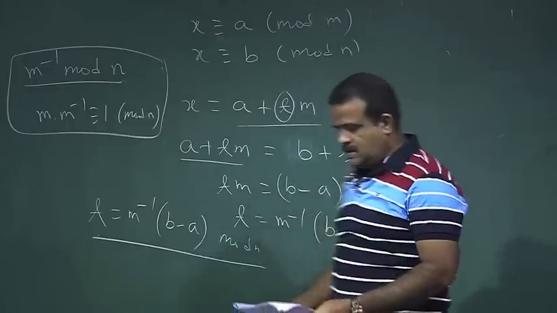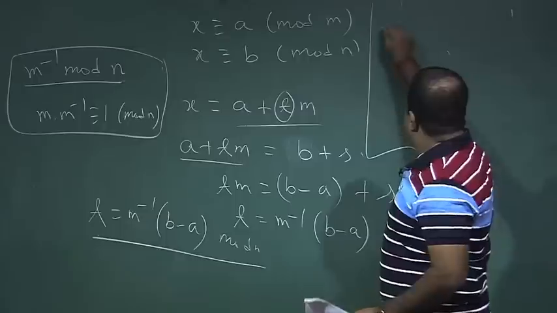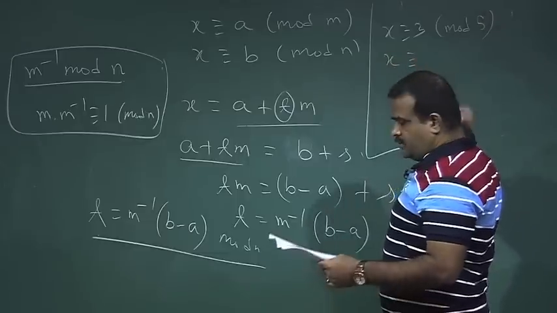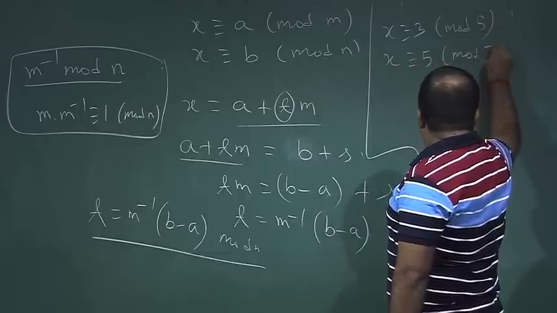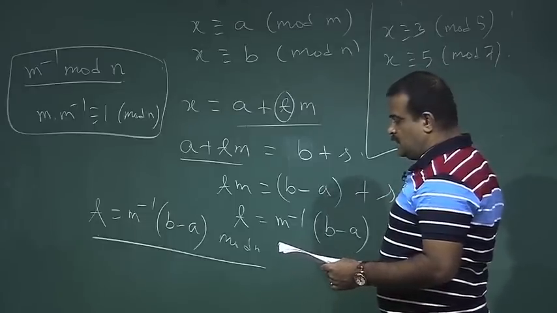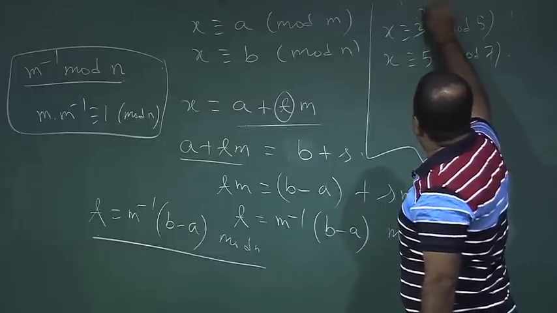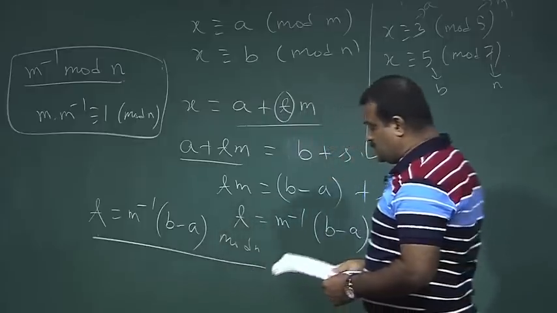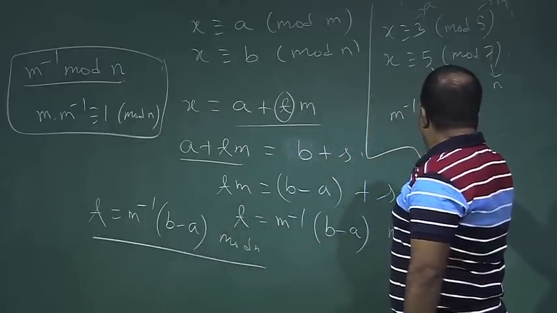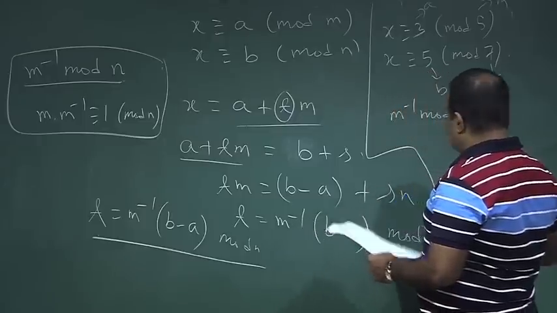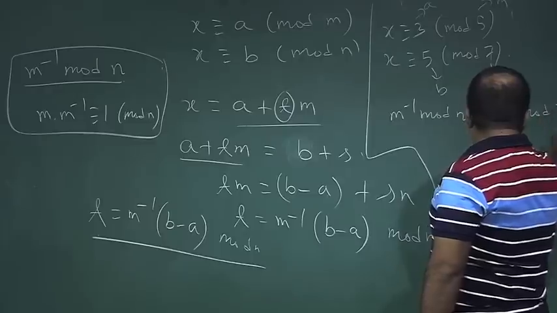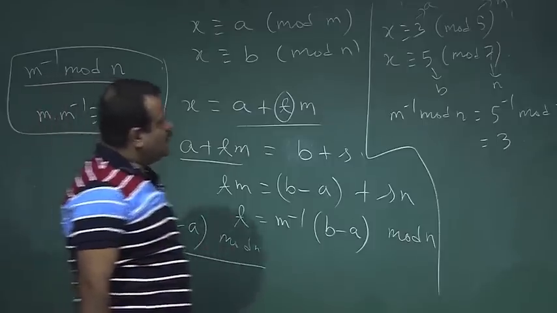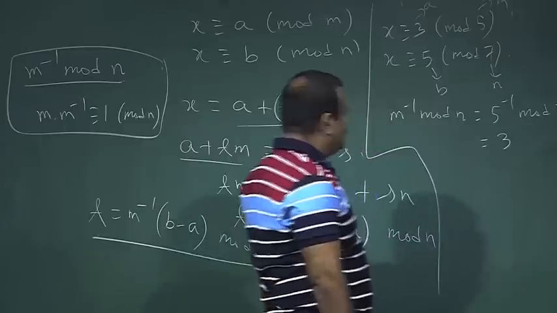Okay. Now, let us calculate this with the previous example. Our equation was x is congruent to 3 mod 5 and x is congruent to 5 mod 7. Basically this is our a, this is our m, this is our b and this is our n. Now the question is how we can get the solution. So, what is m inverse mod n? m is 5, so 5 inverse mod 7 is basically 3, because 3 into 5 is 15, and 15 mod 7 is 1.